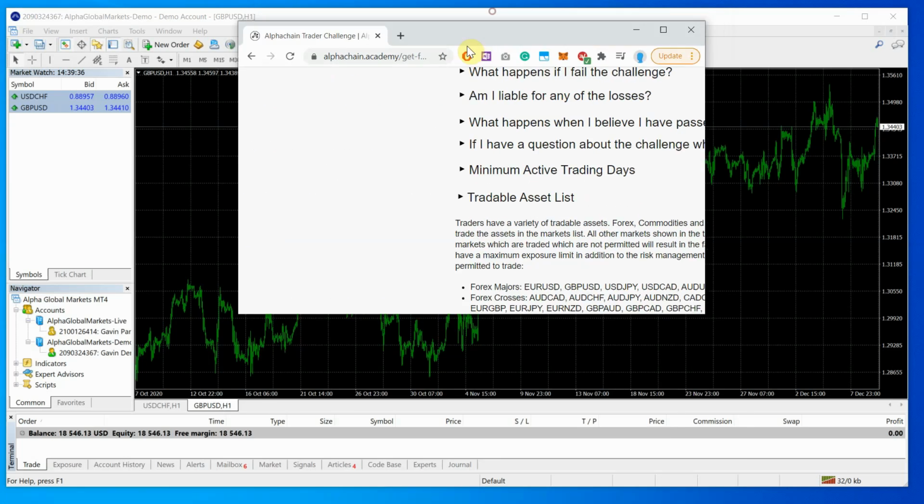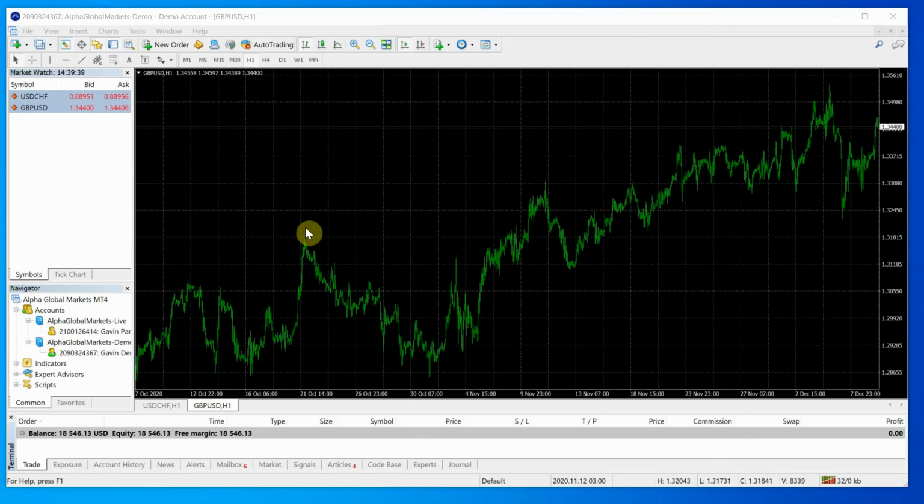So if I minimize this, once you've opened your platform it should look similar to this. You have your Market Watch on the left hand side, the Navigator, your trade information below. You have your charts. There are some additional features which you can get to know over the time period of the Trader Challenge. But all we're focusing on is the symbols. As you can see, there are not that many symbols displayed. So we need to view the correct amount of symbols.